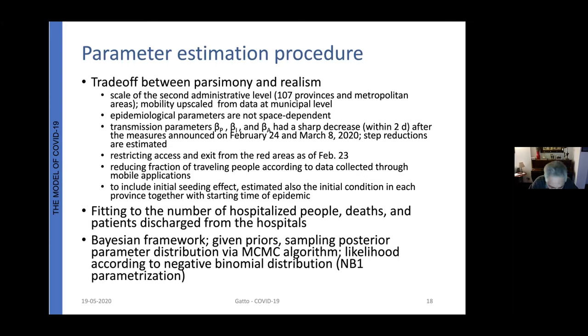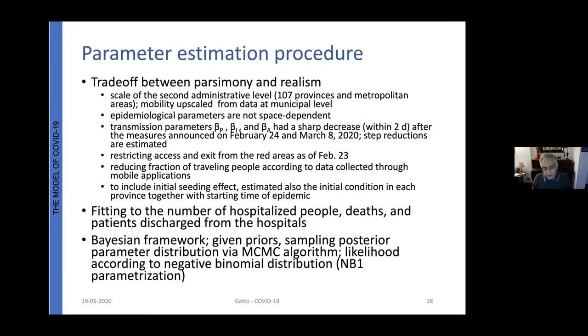And then there's an important thing. True, spread of the disease from some initial foci, but there was not only one initial focus, although it was clear that the main infection foci were located in the northern part of Italy. However, there were other foci. So we had to estimate also, in a way, the initial condition in each province, and also the starting time of the epidemic.